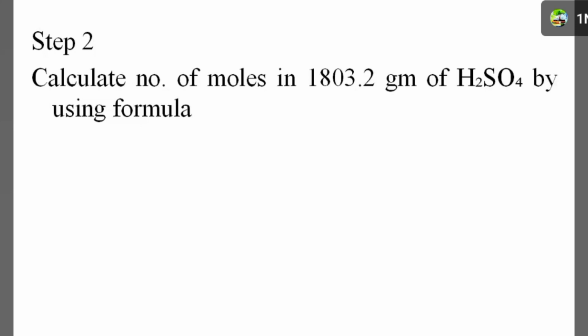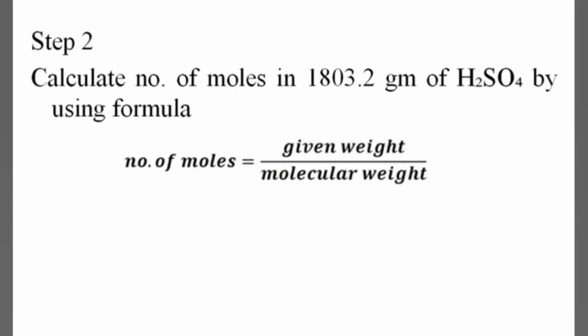Now we are calculating the number of moles which is present in that mass of H2SO4 by the following formula. Number of moles can be calculated by this formula: given weight divided by molecular weight. Here given weight means the weight which we are using. Now we have a weight of 1803.2 grams and the molecular weight, which we have to calculate, is 98. After dividing, we get the value of 18.4 moles.